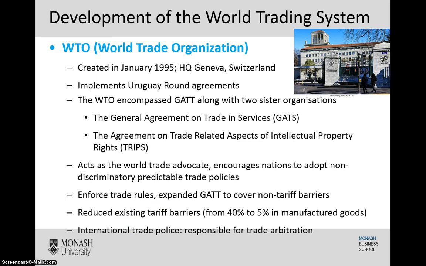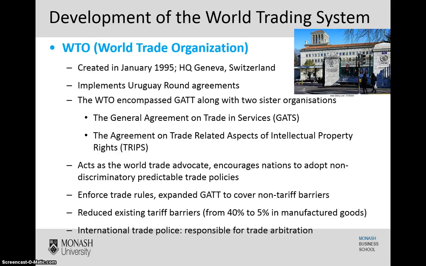Now, as I say, this was created in 1995 and was based in Geneva, which is in Switzerland. You can see an actual image of its headquarters there, a very nice old building. Its role was to implement the Uruguay round of agreements from the GATT, but importantly it was now an organisation, so it wasn't just a document or an agreement like the GATT. It now was an actual physical entity which encompassed the GATT along with two sister organisations, the General Agreement on Trade in Services, GATS, and the Agreement on Trade-Related Aspects of Intellectual Property Rights, or TRIPS.